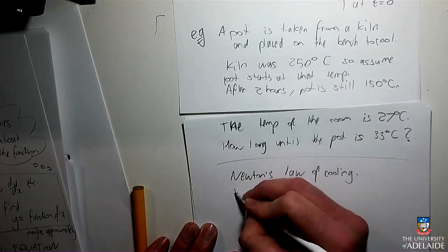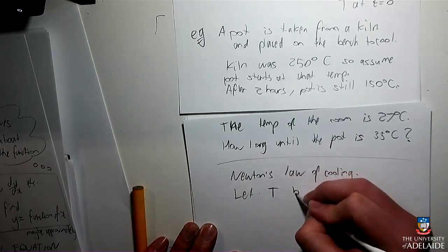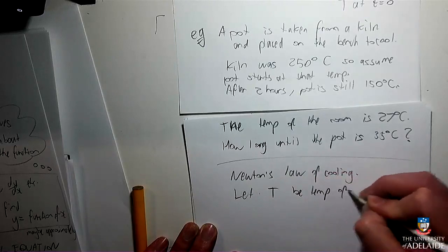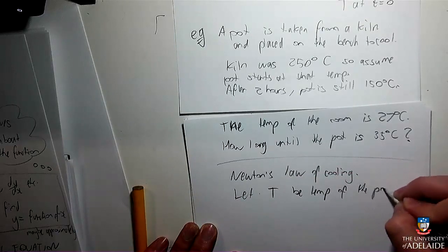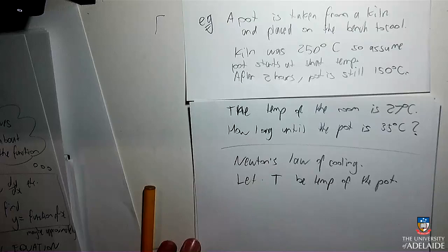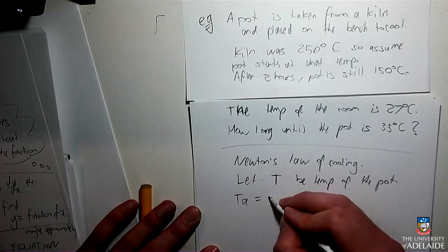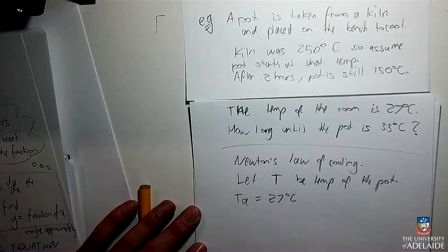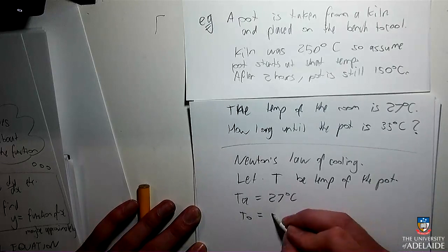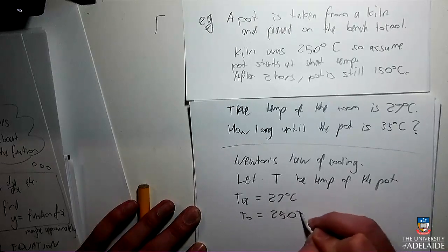So we can say let T be the temperature of the pot. And we can say that TA is the environment, and so that's 27 degrees. We know that T0 is the original temperature of the pot, which is 250 degrees.